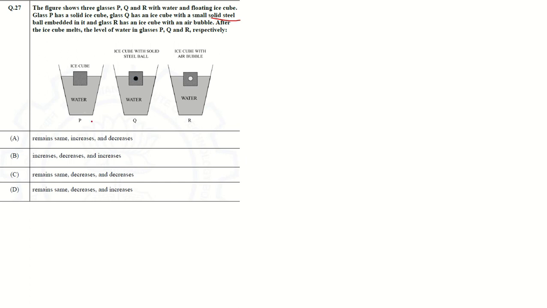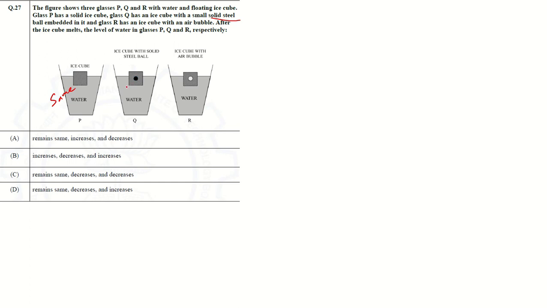So in P, when the ice melts, the level of water remains the same, because the ice block has already displaced water equal to its weight according to buoyancy theory. So if it melts, the water level will not change, it will be the same. What about Q? In Q, there is a solid steel ball embedded in between the solid ice. So ice cube with solid steel ball.